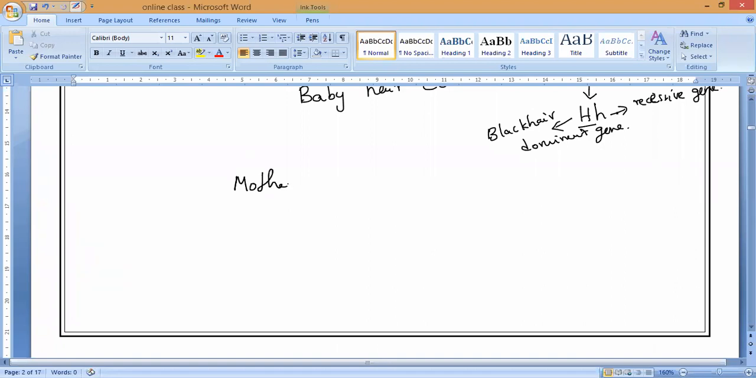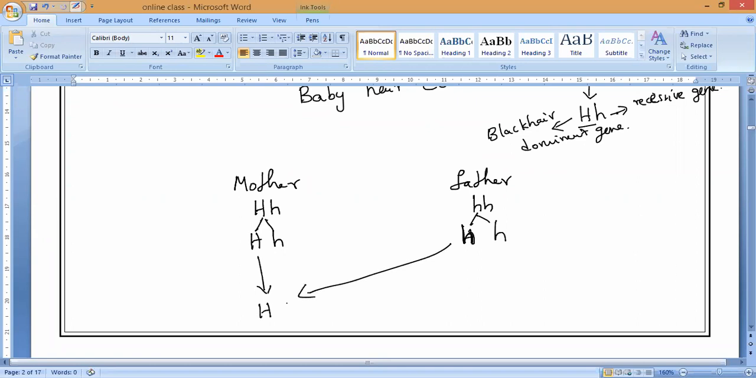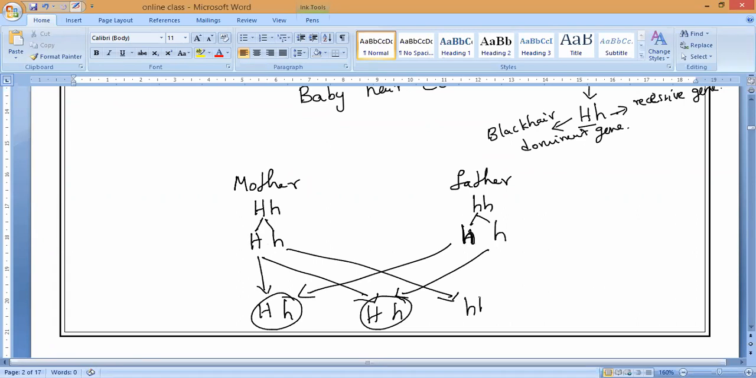Now let me take the mother with genotype capital H and small h, and the father with genotype small h and small h. Now what gametes will form here? Capital H, small h, and here small h and small h. Please respond. So now during sexual reproduction, what will happen? Capital H, small h. Next one, capital H, small h. And the next one, small h and small h. And this one, small h and small h.